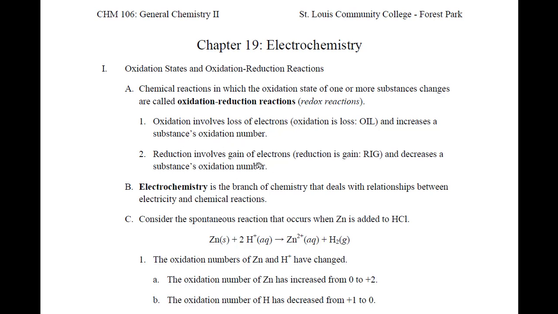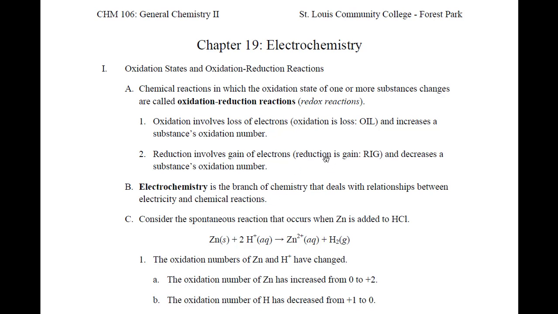Reduction involves the gain of electrons. Reduction is gain, RIG. So the mnemonic is OIL RIG. Oxidation is loss, reduction is gain, and therefore reduction decreases a substance's oxidation number.